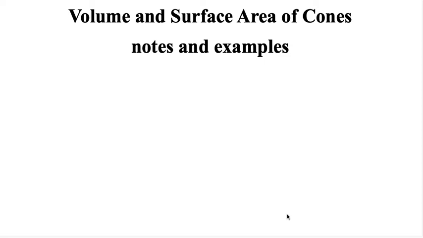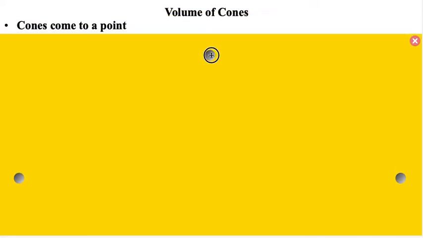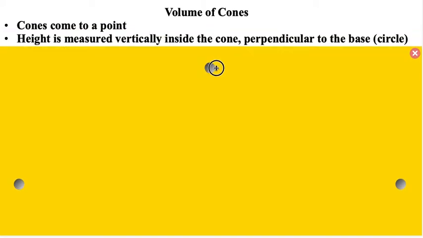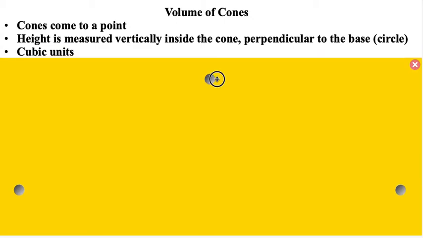Both some notes and examples. So the volume of a cone is very similar to the volume of a cylinder. A cone, by definition, has a circular base. Cones do come to a point, as compared to a cylinder. Height is measured vertically inside the cone, perpendicular to the base, just like height always is.